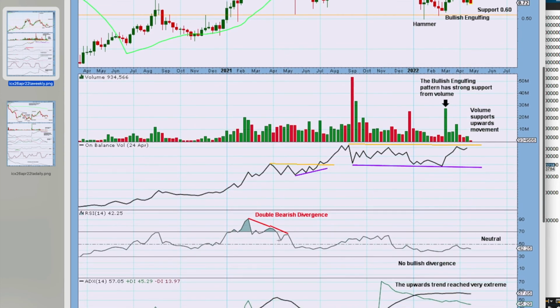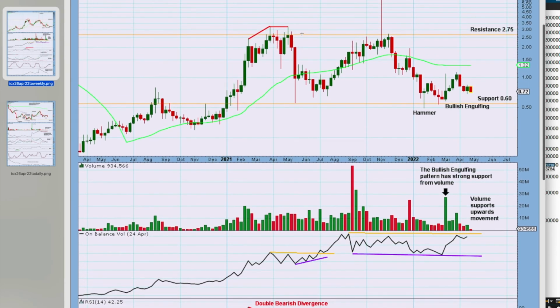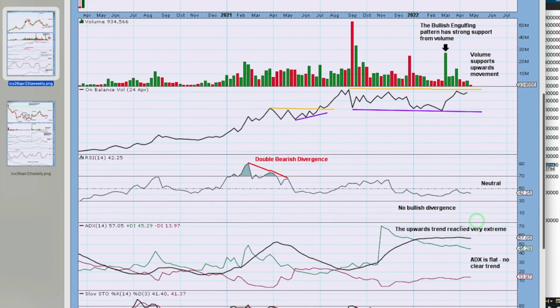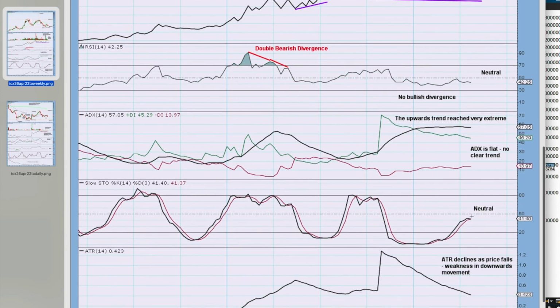So at that important high, there was some pretty strong double bearish divergence. This could also be considered a failure swing. And so it's unsurprising that we got downward movement, and even unsurprising we're getting downward movement here. RSI is now neutral. The upward ADX hasn't caught up with the potential trend change. It tells us for that prior upward trend, it reached very extreme. It's now flat, indicating no clear trend, so this market is ripe for a trend change from up to down.